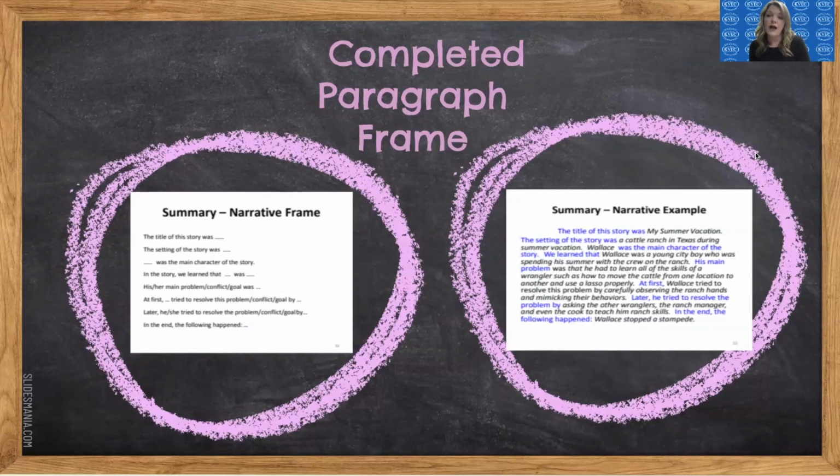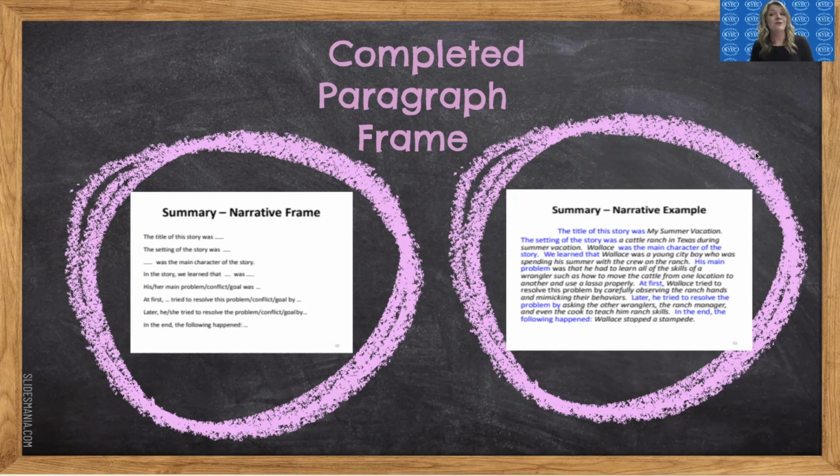So then look at the right. And this is the completed part. The blue is what was on the frame at the beginning, and then the black is what the student has filled in. The title of the story was, and then they just put the title, okay? And then the setting, and then it leads them down, and it helps guide that writing, that thought into that paragraph. Like for example, it says, was the main character of the story. Okay, well, who was the main character? It was Wallace. So on that one, all I had to do was identify that Wallace was the main character. Okay, so what did you learn about that main character?